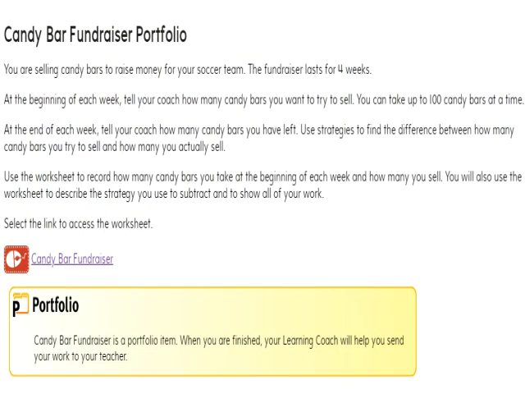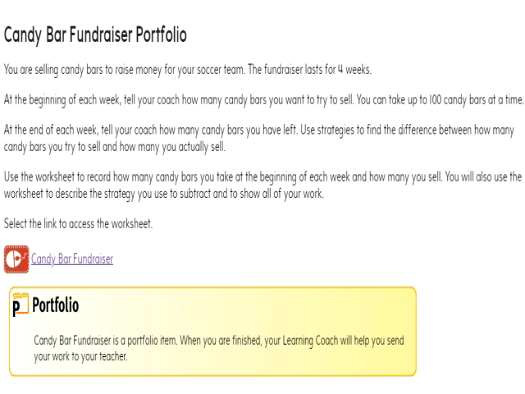You are selling candy bars to raise money for your soccer team. The fundraiser lasts for 4 weeks. At the beginning of each week, tell your learning coach how many candy bars you want to try to sell. You can take up to 100 candy bars at a time. At the end of each week, tell your coach how many candy bars you have left. Use strategies to find the difference, remember that's subtraction, between how many candy bars you try to sell and how many you actually sell. So you're not going to sell as many as you hope to sell each week.